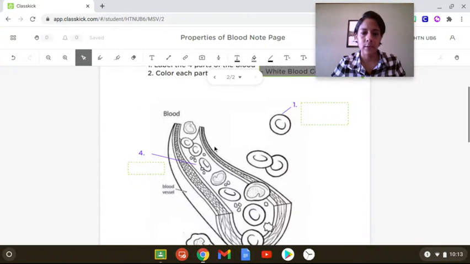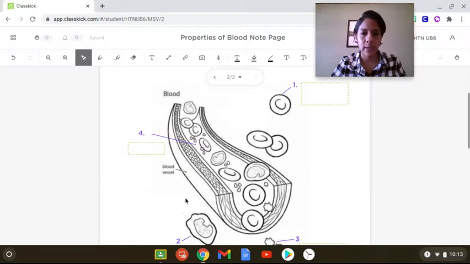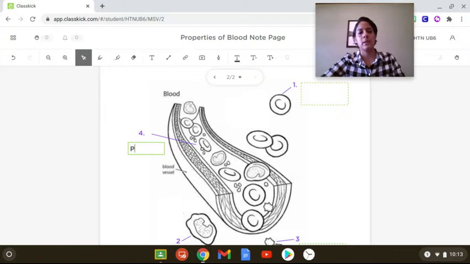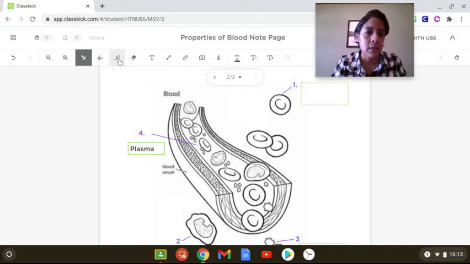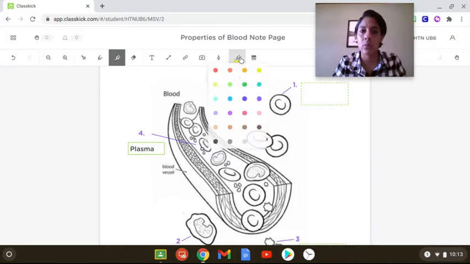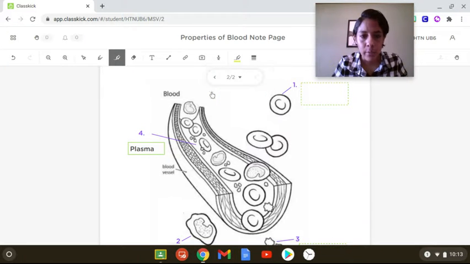Okay, so here's my diagram. I'm going to go ahead and just show you what I'm looking for by giving you example number 4. This one has caused the most problems in class. That is the plasma. So to color, you can use the highlighter mode. You can pick your color. I'm going to go with like a light yellow because that's actually, if you took all the cells out of your blood, it would actually be this light yellow color.